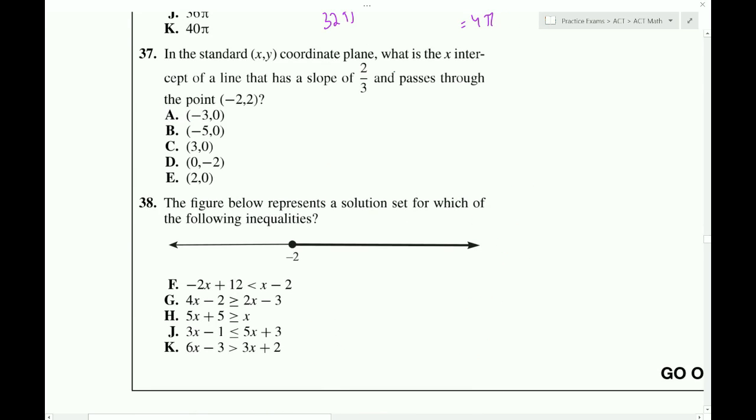In the standard xy coordinate plane, what is the x-intercept of the line that has a slope of 2/3 and passes through this point xy? So this is m, so we have the equation y equals mx plus b. We could plug in y, m, and x, figure out b. All right? So we have a slope of 2/3. The x value is -2. The y value is 2. So this would make -4/3. Okay. So now we have to add 4/3 to 2.